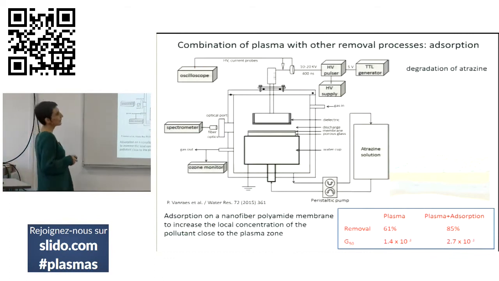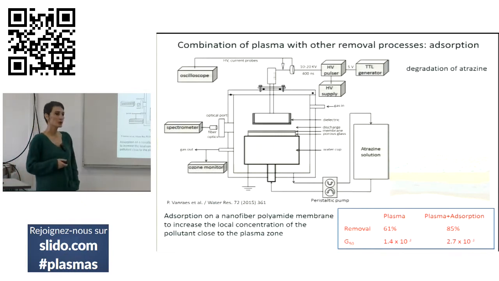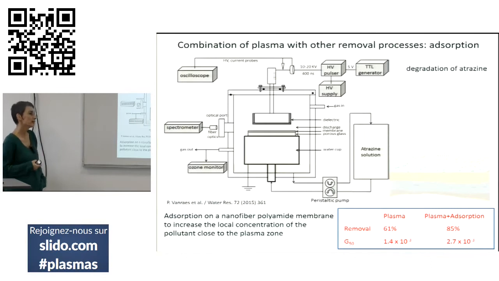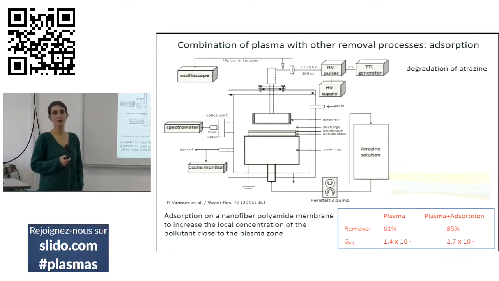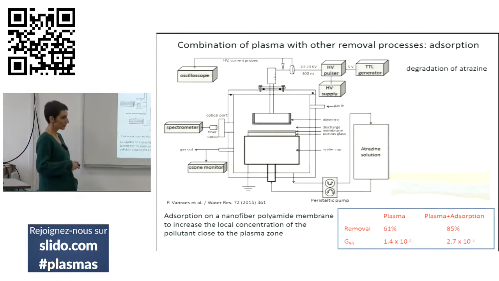Another combination of plasma with other removal processes, in this case with adsorption, is shown here. This is a configuration used by a research group in Ghent, in Belgium. They're using adsorption on a nanofiber polyamide membrane in order to increase the local concentration of a pollutant close to the plasma zone. And they have observed that the removal is better in case of plasma adsorption, and the G50, the efficiency, is about 2 times higher when using plasma adsorption as compared to plasma alone.